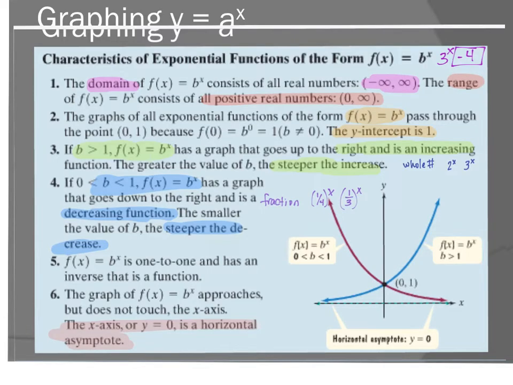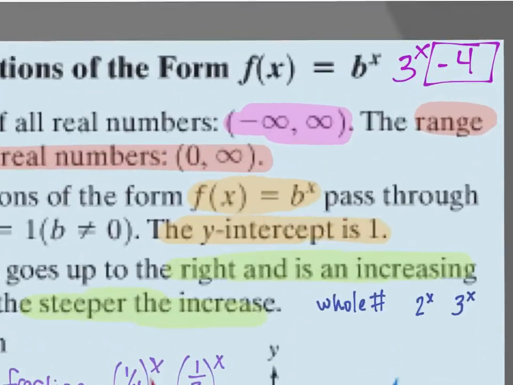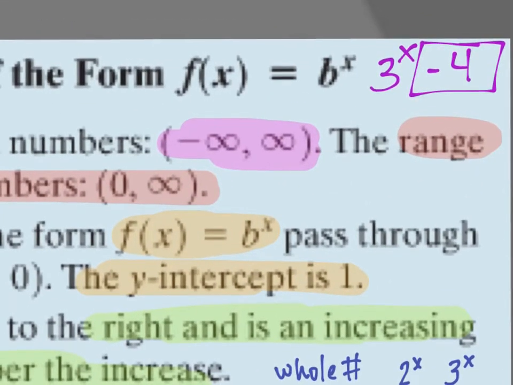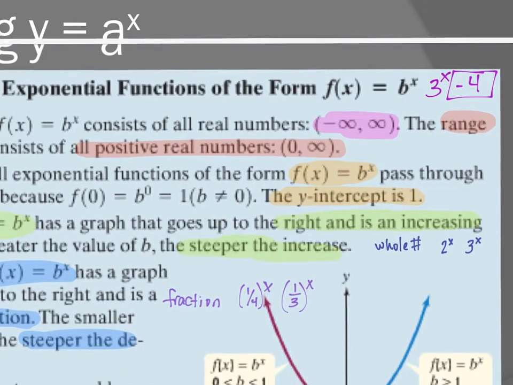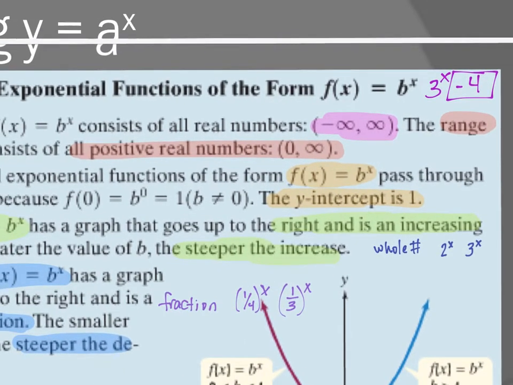All right, this slide is very important. There's a lot going on, so I want you guys to see this. Characteristics of exponential functions in the form b to the x power. Look, I gave you a little example here: 3 to the x minus 4. What does something that's added or subtracted at the end of a function make it do? Shifts it where? If it's at the end, up and down, okay?